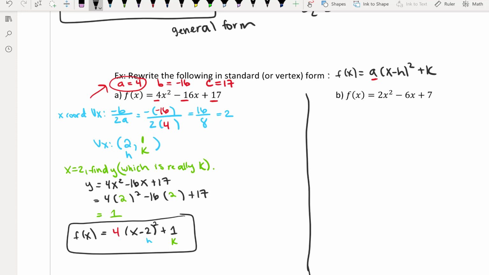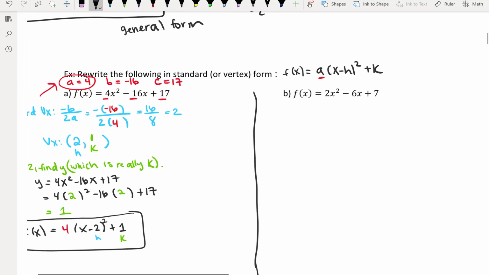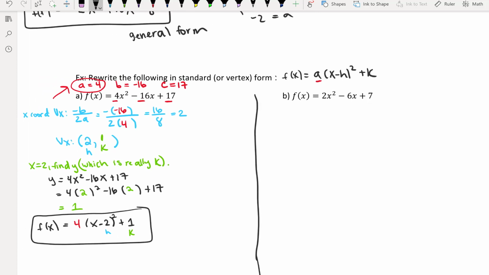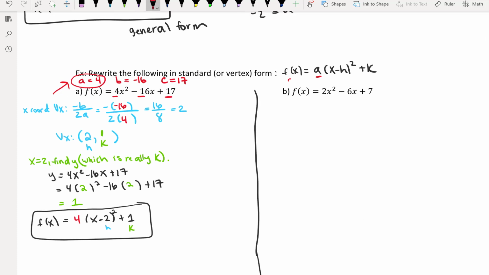Okay. Now, let's try to do that again for part B. So for part B, I'm looking at this, and it looks like the first thing I want to do is identify my A's and my B's. So I know that A is equal to positive 2, my B is negative 6, and my C is equal to a positive 7.